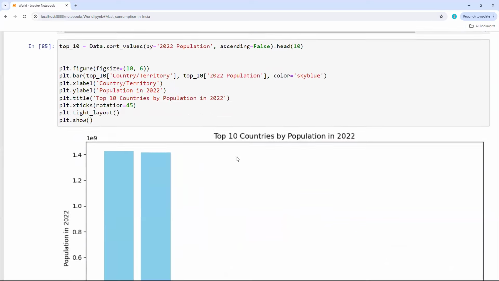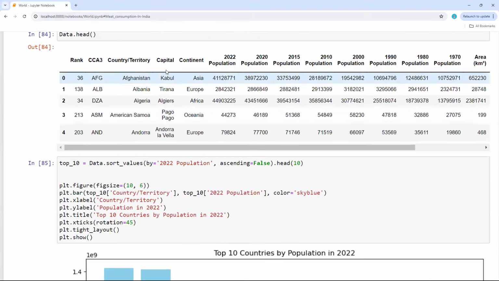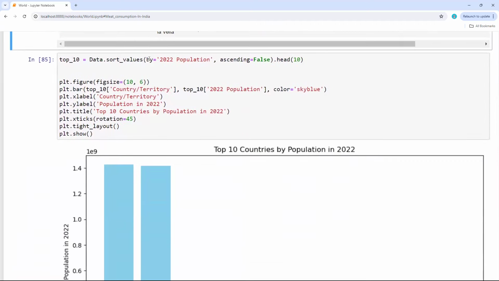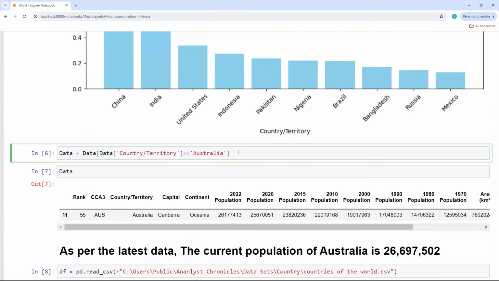Now we wanted to filter the data for Australia. We wanted to see how much the population of Australia is. Since Australia's name is under the country or territory column, I need to give country or territory equal to Australia. So that is what I did.